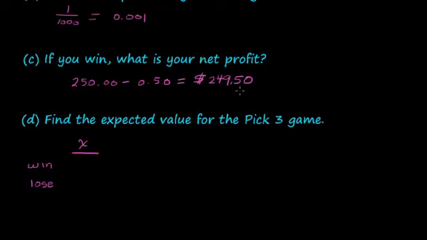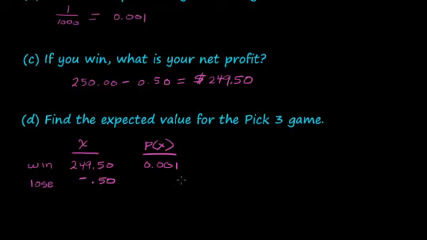You don't win $250 because you've already spent 50 cents to try to win this. So you win $249.50. Well, what's the probability that you're going to win $249.50? Well, that's what we saw right up here. We said that there was a 1 in 1,000 chance, or a 0.001 probability that you're going to get that. Now, what if you lose? How much money do you end up with? Well, this is a negative number, right? Because if you lose, you're out 50 cents.